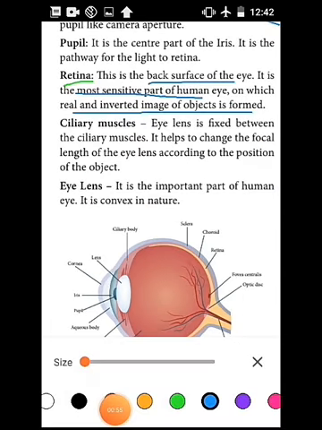So see the paragraph, retina. This is the back surface of the eye. It is the most sensitive part of the human eye and in this part only we can get the real and inverted image. Okay, so from the object, where is the real and inverted image formed? By the retina.